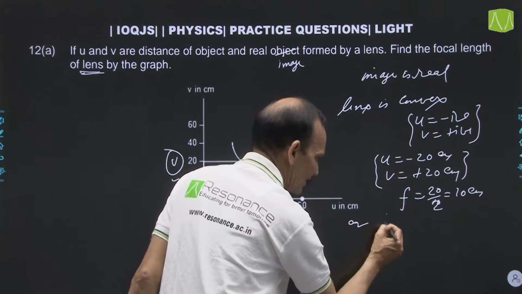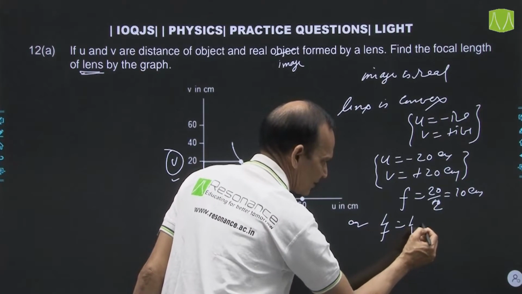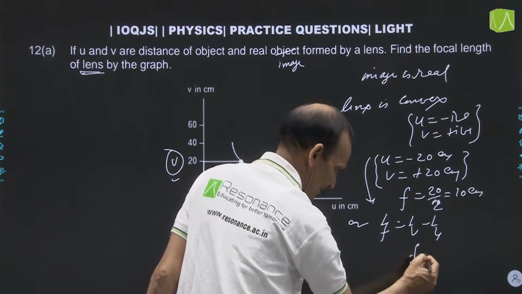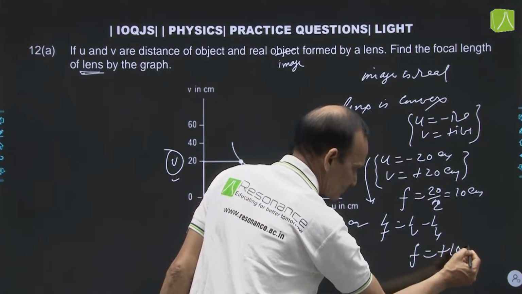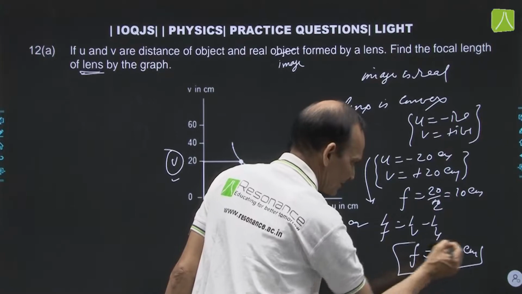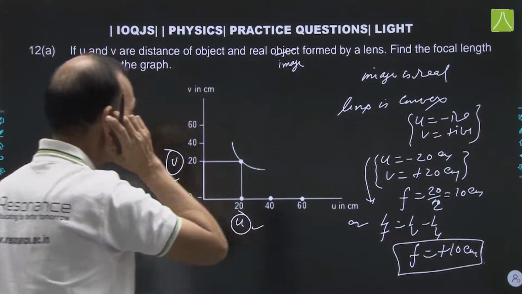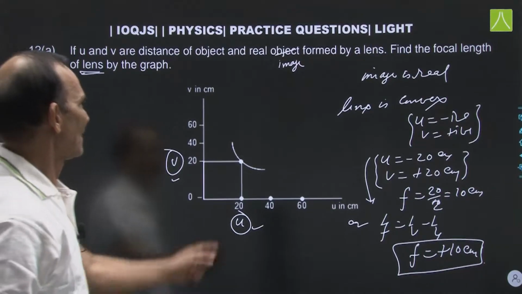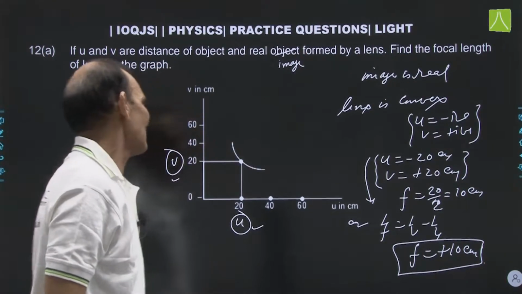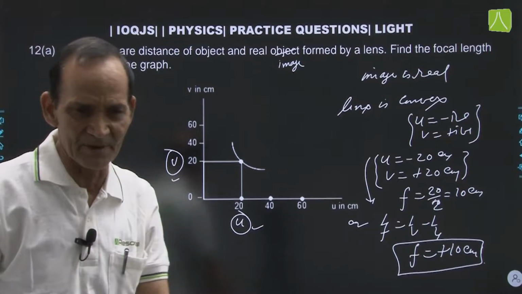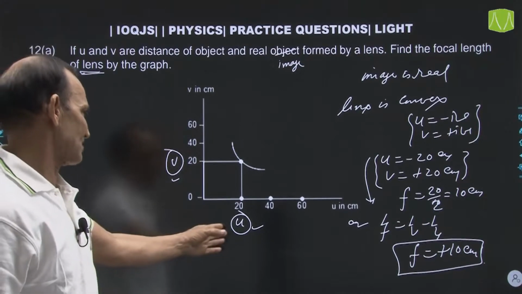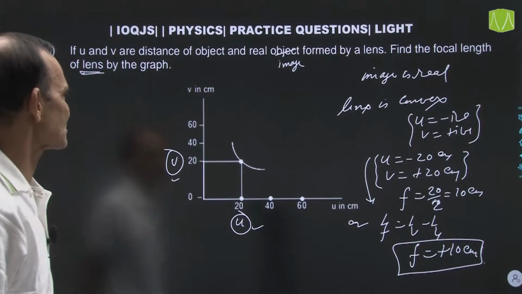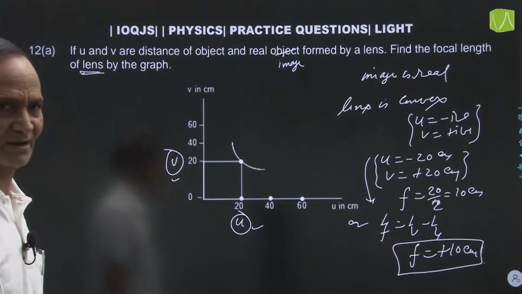Or we can also find 1 upon f is equal to 1 upon v minus 1 upon u. Put these values and find, again f will be equal to plus 10 centimeter. So that's the answer. The chances of making a mistake are only here: for a real image, v must be positive and object u will be negative. So this is the solution of part A of question number 12.